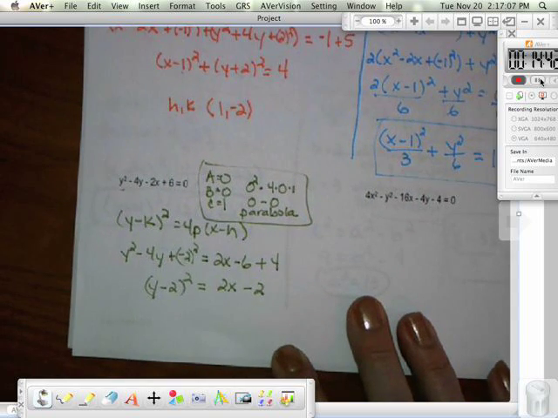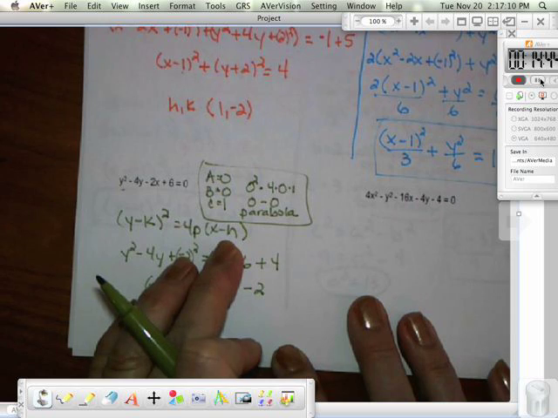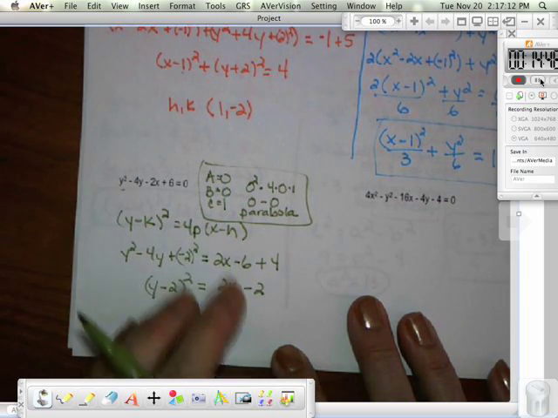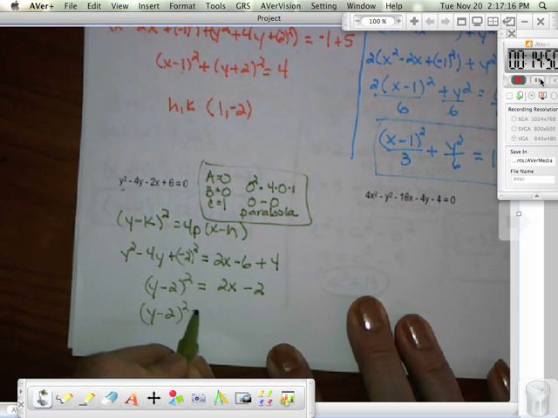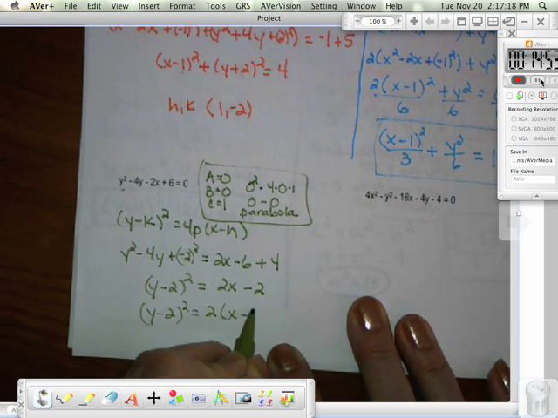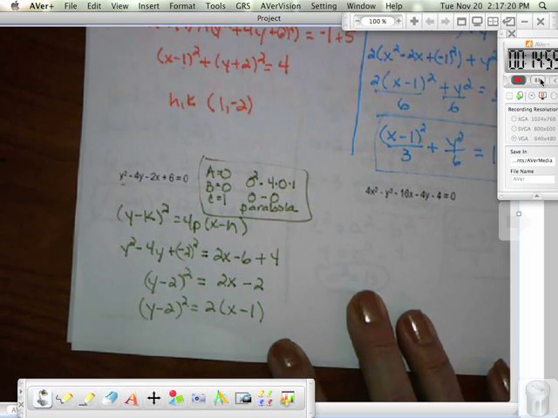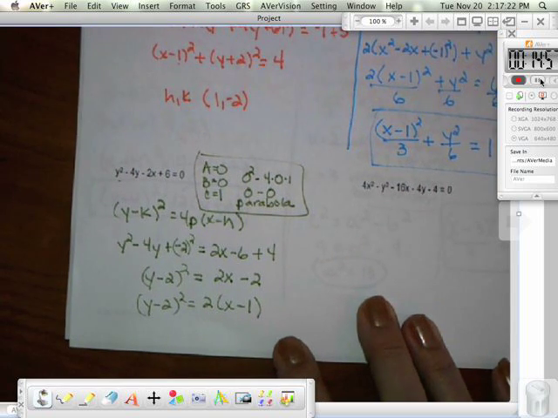But we always want to double check because it doesn't quite look like the standard form yet. We need this to be 1, so we can divide out a 2 here. x minus 1. Oh, there we go. We did it. That is the parabola.